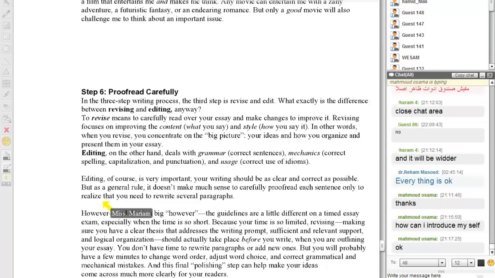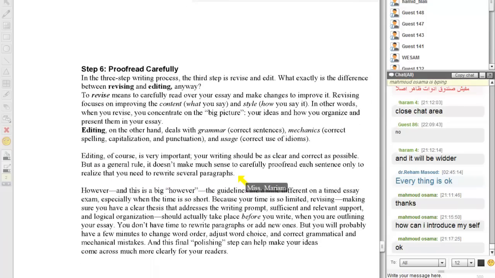editing, of course, is very important. You write it clear and correct. General rule, it doesn't make much sense to carefully proofread each sentence, only to realize that you need to rewrite several paragraphs.